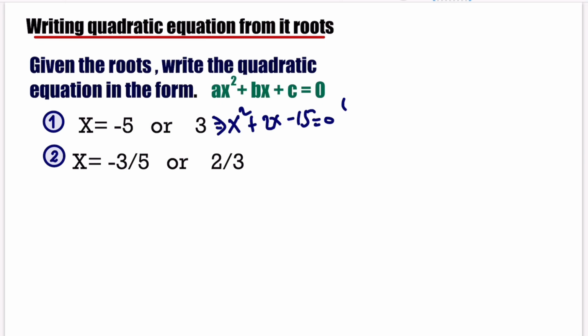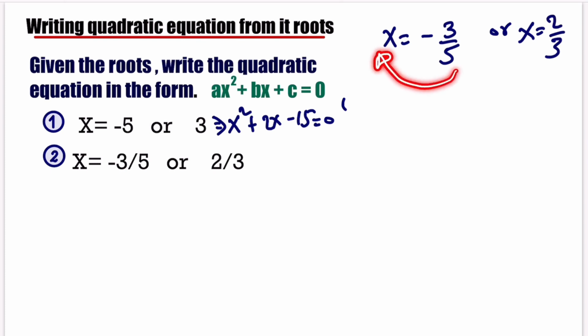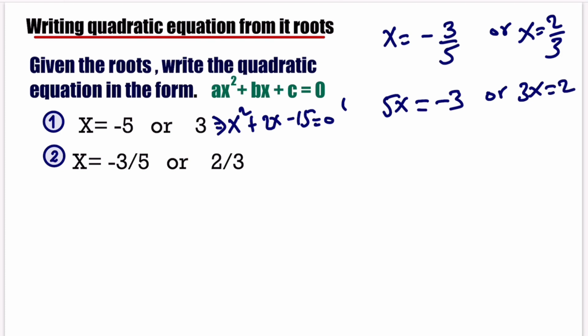we are going to do the same. These were the solutions of the equation. x equals minus 3 over 5 or x equals 2 over 3. So in case of fractions, we can cross multiply. So this will give us 5x should be equal to minus 3. Or if we cross multiply also, 3x should be equal to 2. So the minus here, when it crosses, becomes positive. We are going to have 5x plus 3 equals 0.